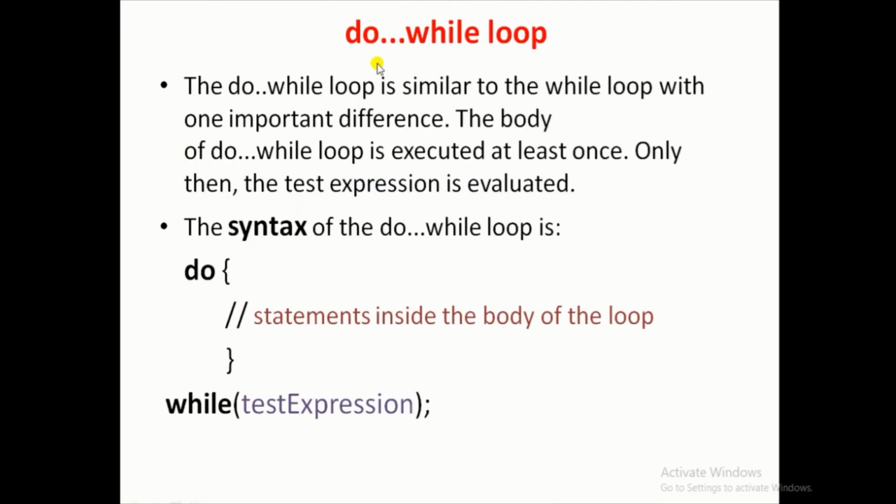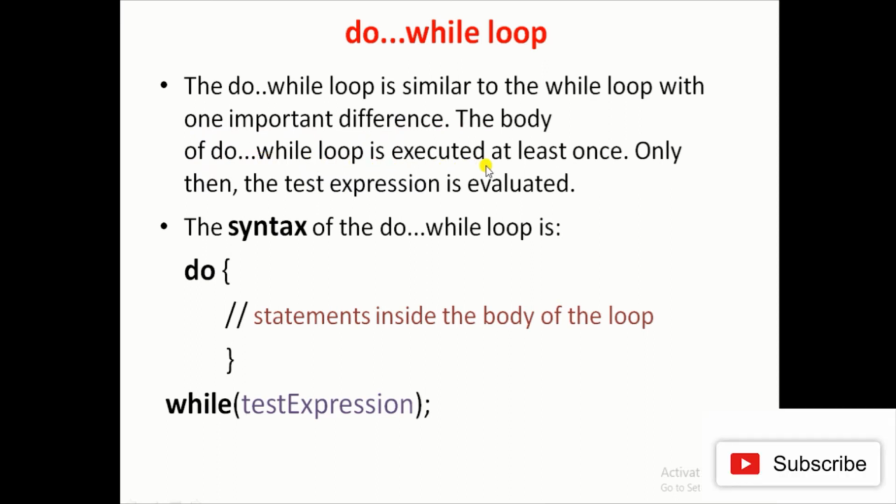Next we learn about the do while loop. It is almost similar to the while loop, except here there is another keyword, that is do. The do while loop is similar to the while loop with one important difference. The body of the do while loop is executed at least once, and only then the test expression is evaluated. So what is the difference?